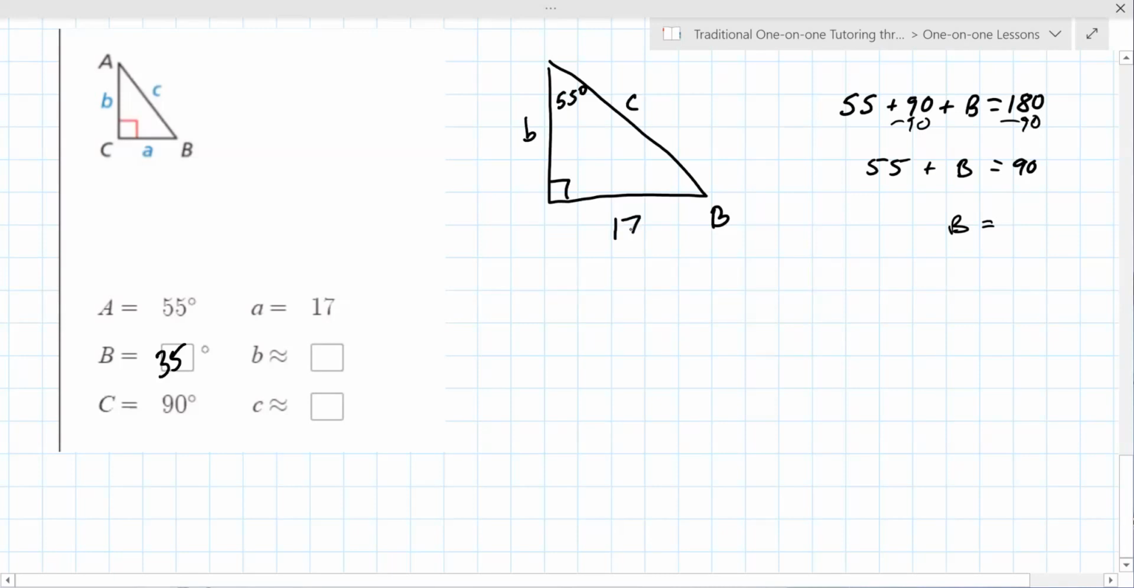This is 17. So relative to this angle up here, we have three possibilities. We have sine, we have cosine, and we have tangent. If we want to find B, we need the opposite and the adjacent. Do you see how tangent is opposite over adjacent? That's what TOA means, the OA means opposite over adjacent. So 17 is opposite. Tangent 55 equals 17 over B.